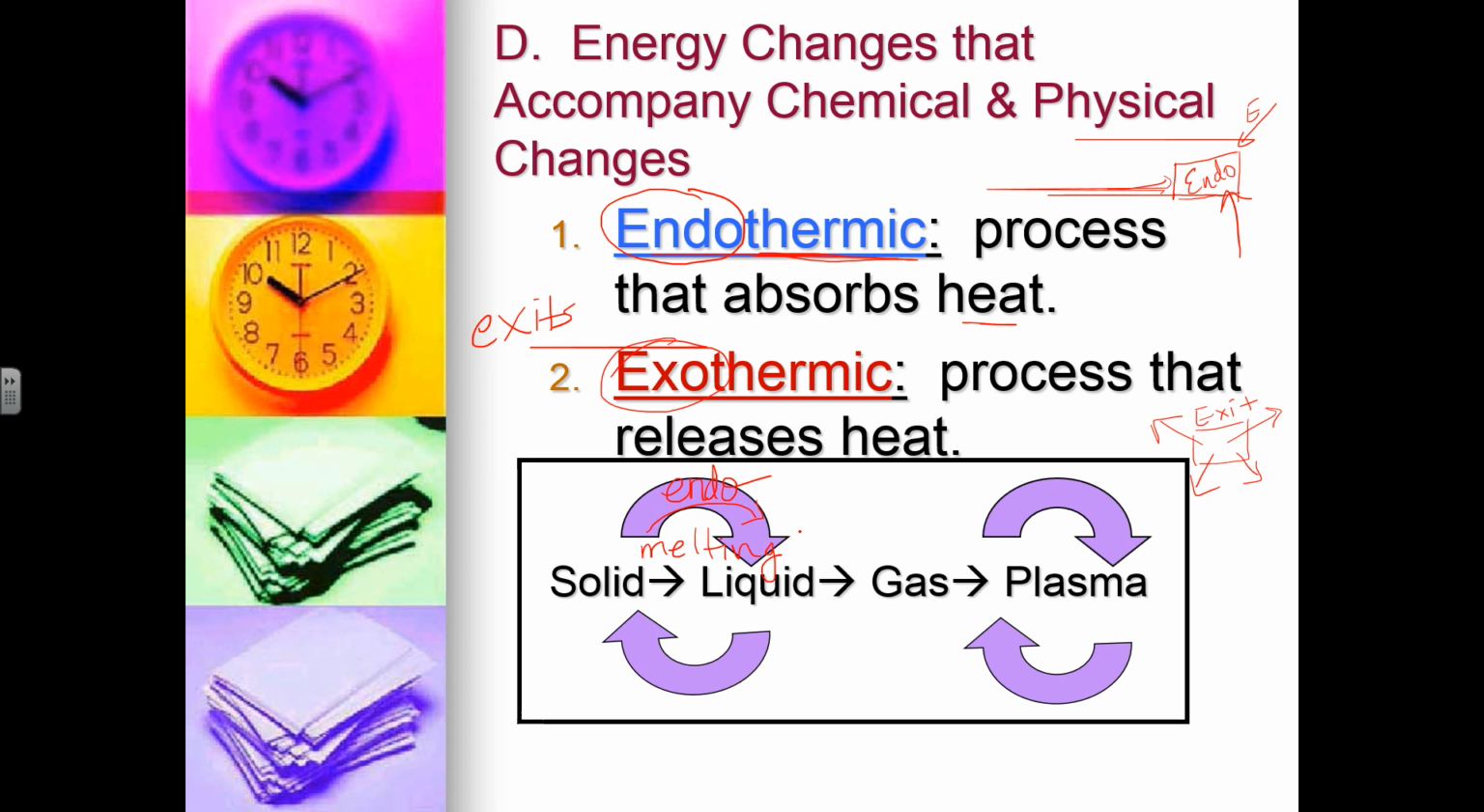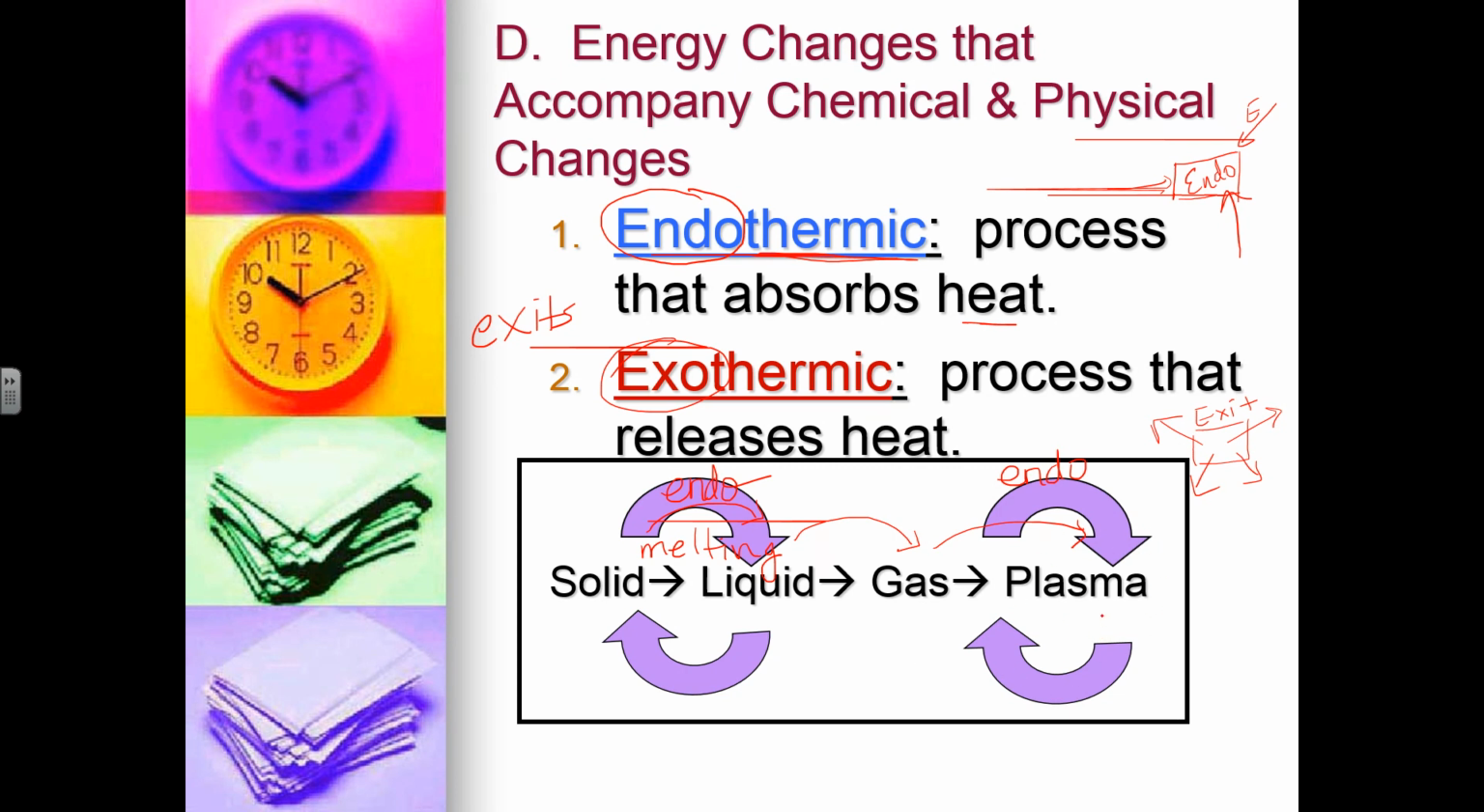Same thing is true going liquid to gas, endothermic. Gas to plasma is also endothermic. So anytime you're going in the forward direction, that process is going to be endothermic. It's going to have to absorb energy to get to the more energized plasma state.